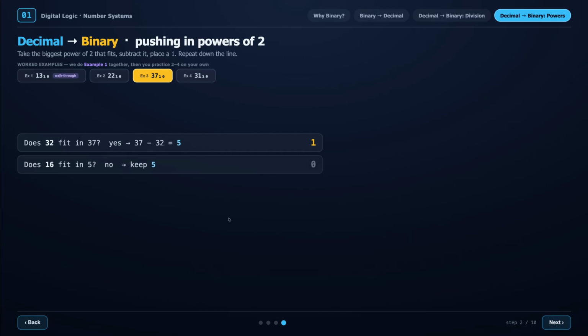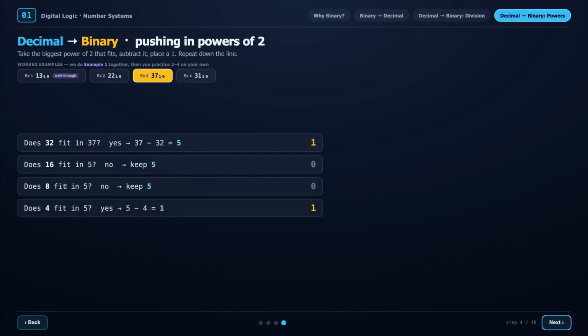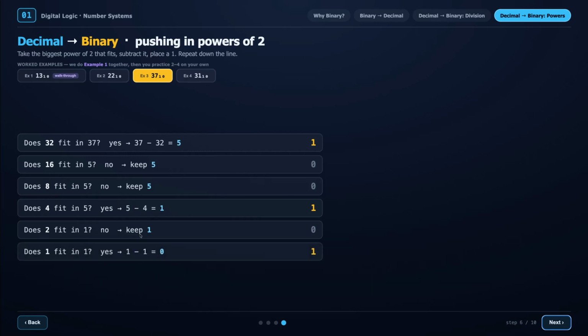So then you ask yourself, does 16 fit into 5? It does not, okay? So we'd write down a 0 and keep the 5, okay? So does the next power of 2 down, 8, fit into 5? Nope, so there's yet another 0. Does 4 fit into 5? Yes, it does. 5 minus 4 is 1. So we write down the 1 because it fits in. Then we take the 1 and say, does 2 fit into 1? No, it does not. So we keep that. Does 1 fit into 1? Yes, there's no remainder. Because that difference is 0, we're done.